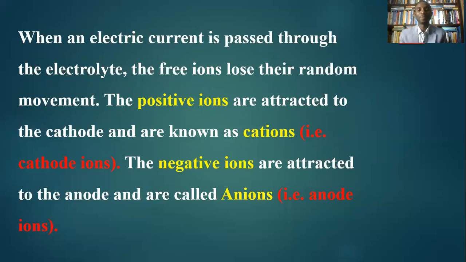Then the negative ions, like the hydroxide ion or chloride ion and all the negatively charged ions, will be attracted to the anode. And that is why we call the negative ions anions, because they are anode ions. So once it breaks, it begins to move. It won't stay in a place. They are now free to move, and they move respectively according to the electrode that is attracting those particular ions.